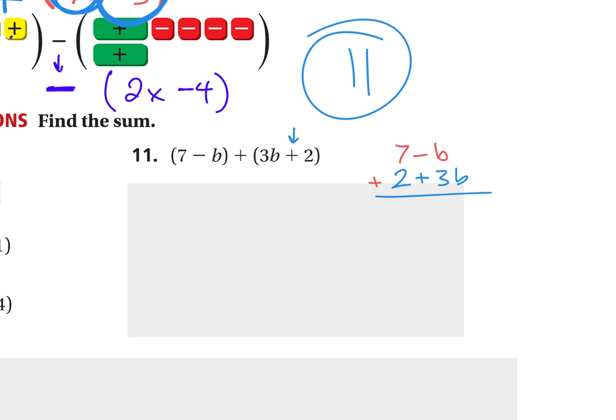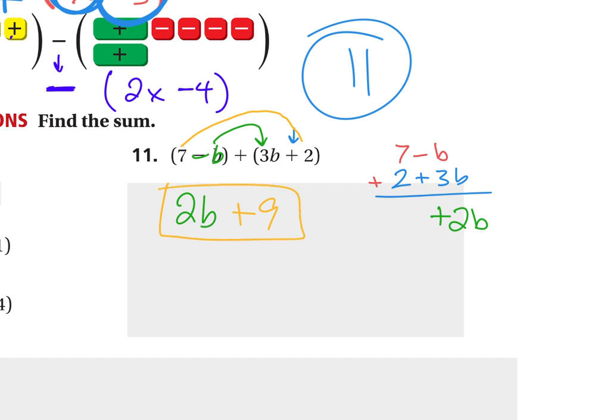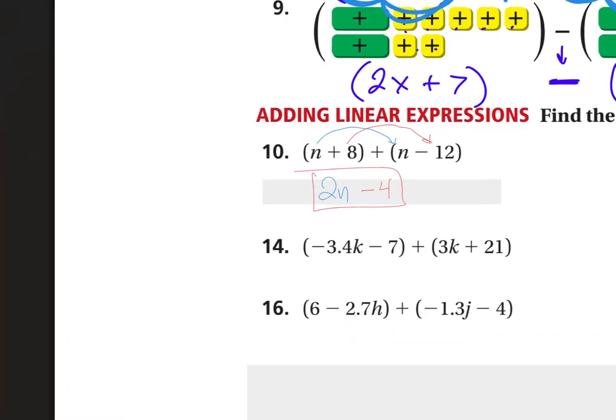But here's probably what I'm going to end up doing. Negative b plus 3b is 2b. And then check that out. That's what this says. Negative b plus 3b is positive 2b. And then 7 plus 2, that's just 9. Look, 7 plus 2, that's just 9. So I don't care if you write it like this one or if you write it like this one. Either way, that's the right answer.